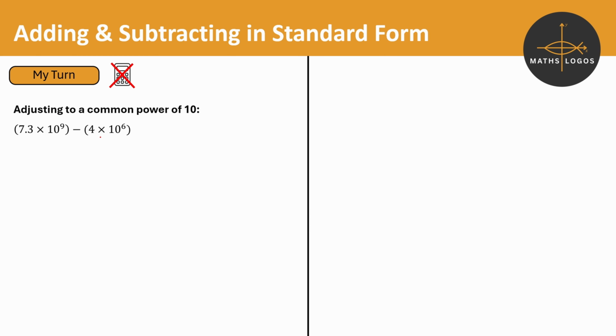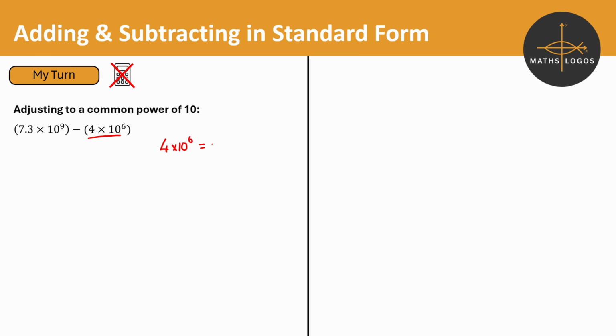Let me show you the other way to do this question. And it's by adjusting my 4 times 10 to the power of 6 to be in the form of something multiplied by 10 to the power of 9. It's a little bit harder to imagine how we do that. So let's write out our 4 multiplied by 10 to the power of 6.